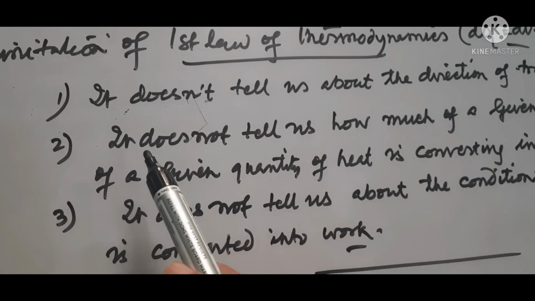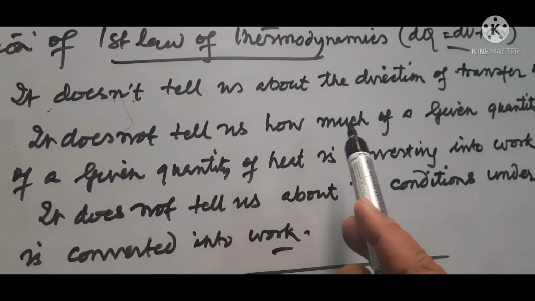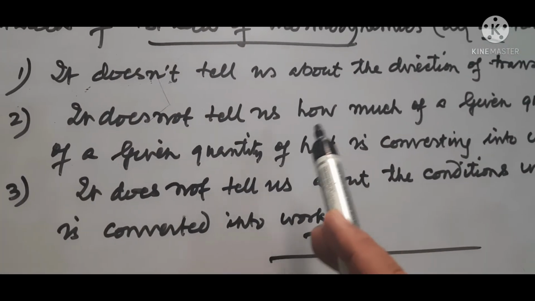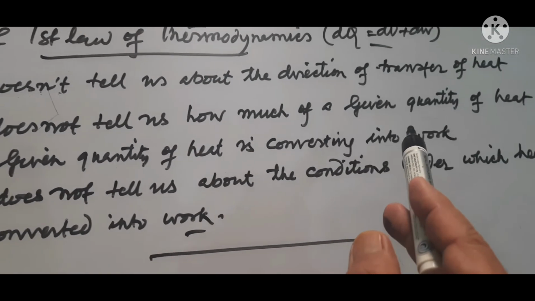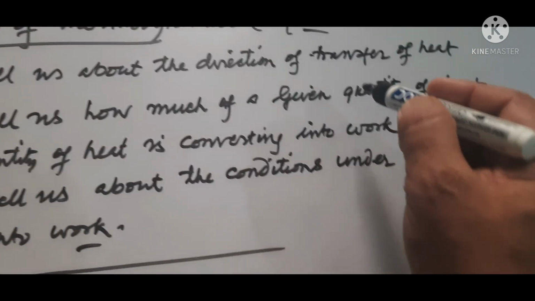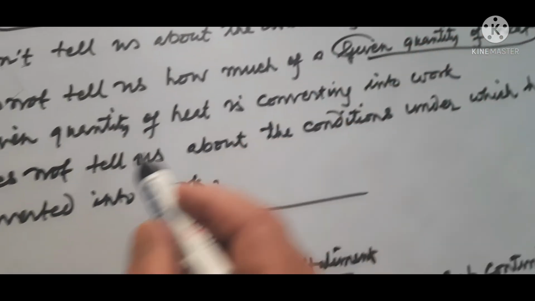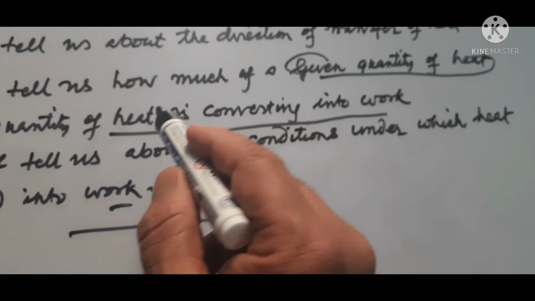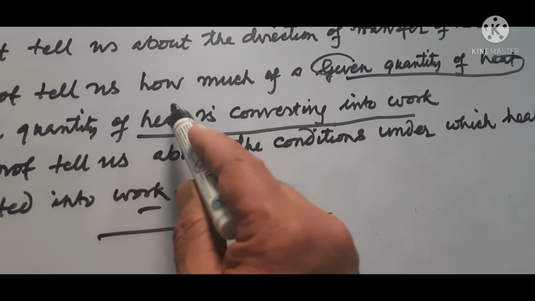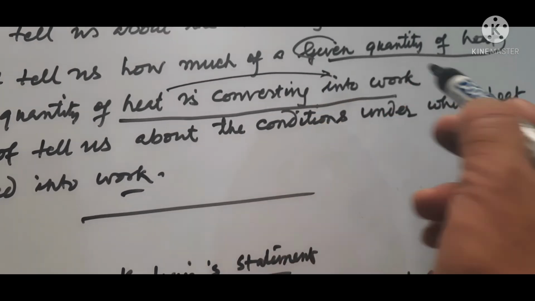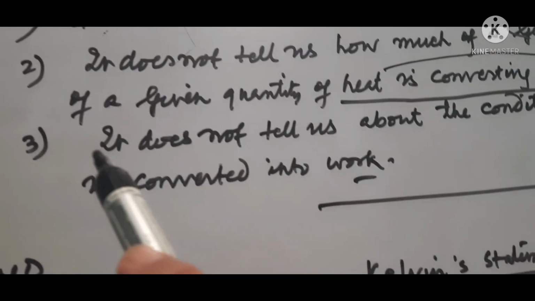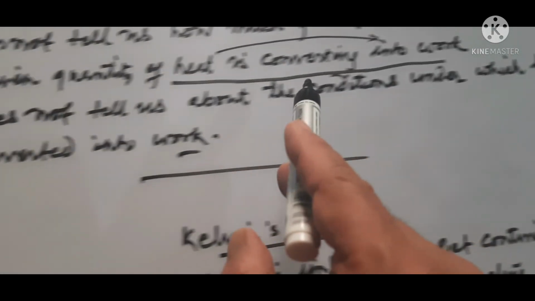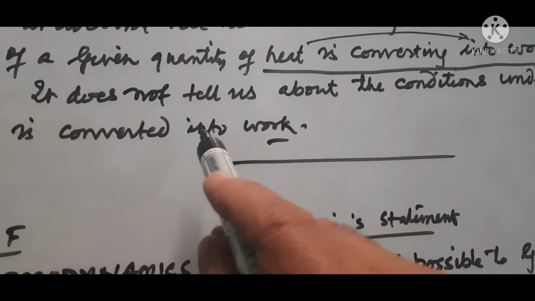Number two, it does not tell us how much of the given quantity of heat is converted into work. Given a quantity of heat, how much of the heat is converting into work, that is not clarified. How much amount of heat is converting into work, that is not given. Number three, it does not tell us about the conditions under which heat is converted into work.